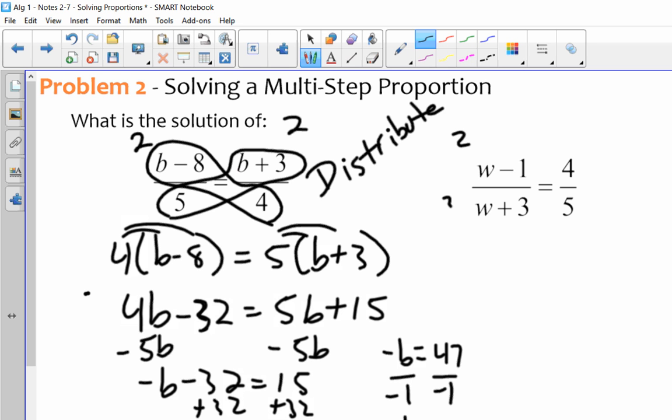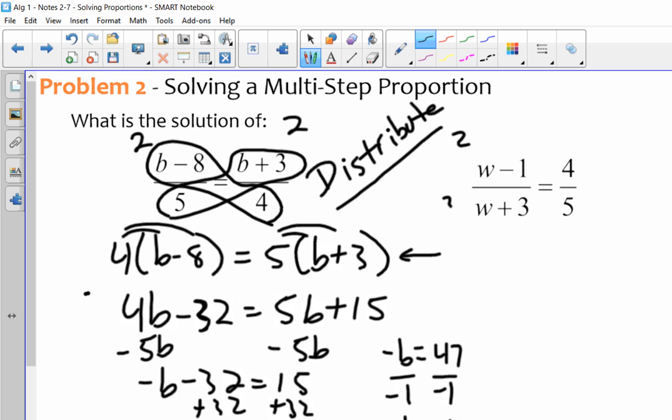Okay, so there you go. You have to recognize here that these problems have a little extra step that you have to do. You have to distribute. I did not have to really write this out, but I did it to show you or illustrate what's going on.